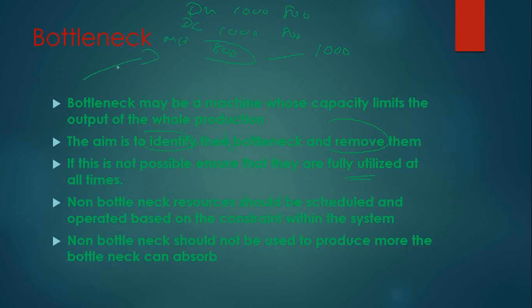So always, your decision should be hanging around the bottleneck. Non-bottleneck resources should not be used to produce more than the bottleneck can absorb. So don't try to plan for 1000 production when your bottleneck is machine hours and it is going to stop you at 800. This is why throughput accounting is a very, very important one.